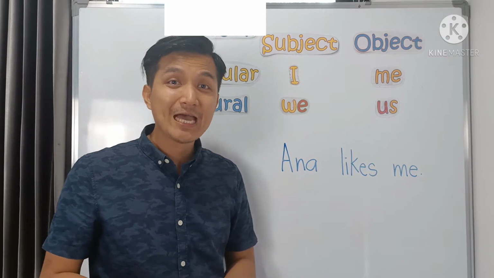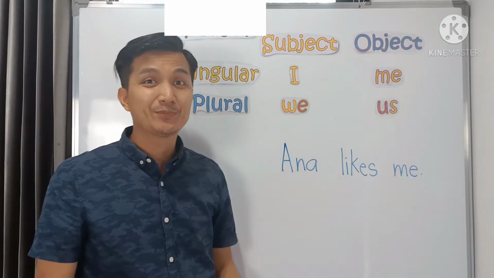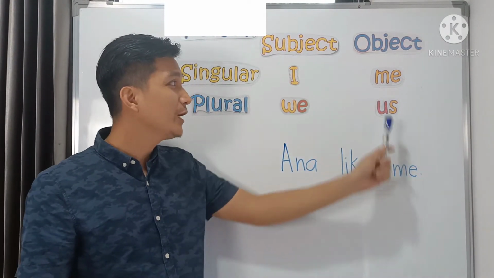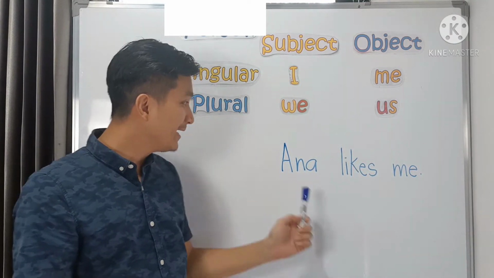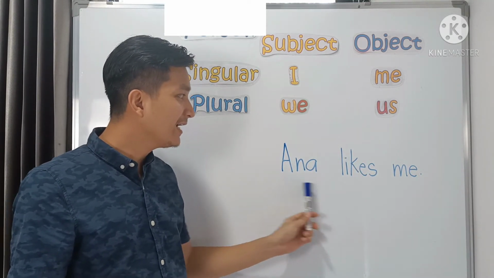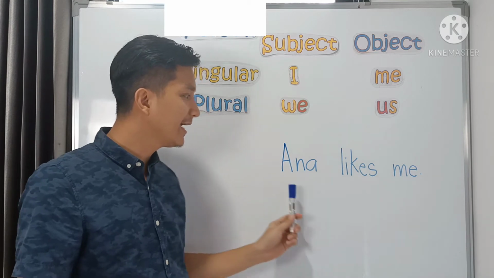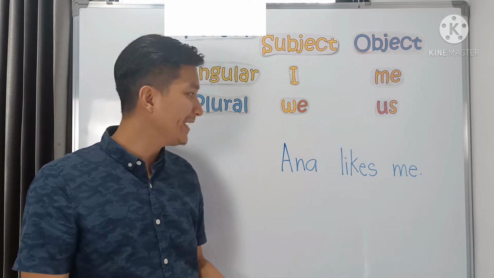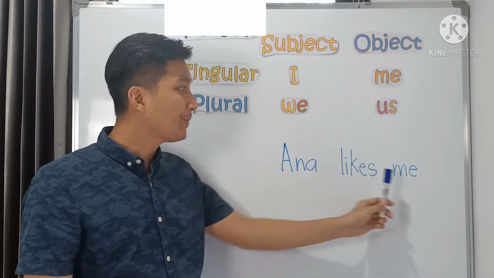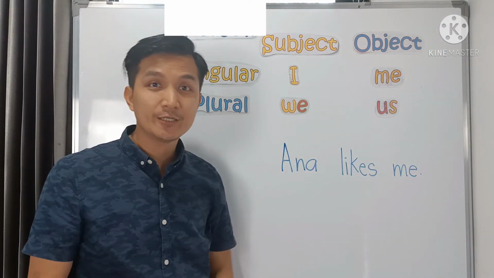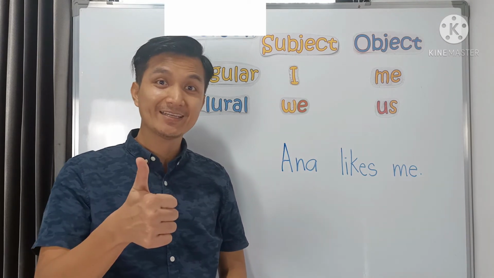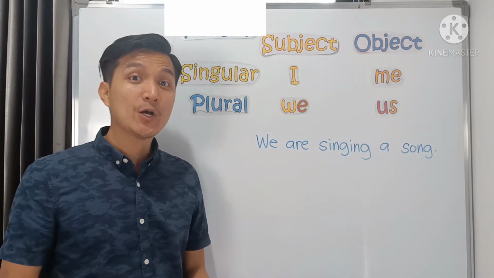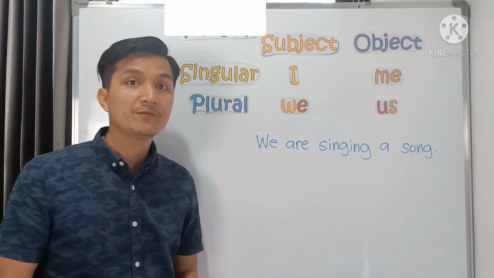Now let me give you an example of an objective pronoun. Let's use the word me. And in my sentence here, Anna likes me. Anna likes me. The one who's doing the action is Anna. So me is the objective pronoun.